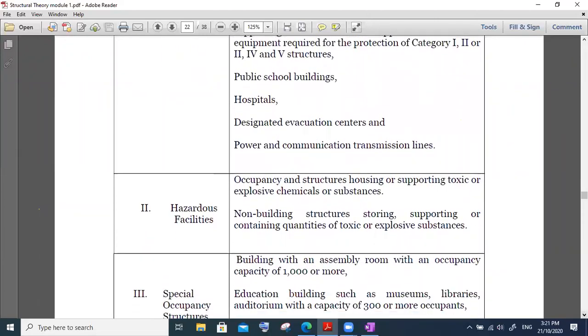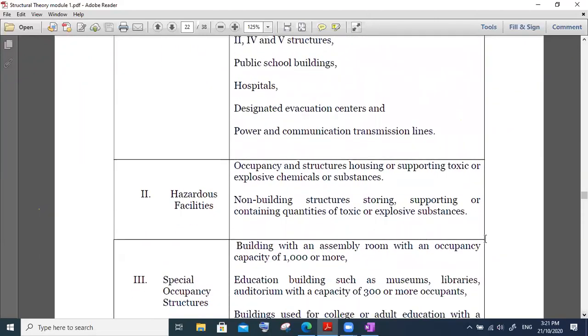Yung mga category 2 naman, the hazardous facilities, ito yung mga occupancy and structures housing or supporting toxic and explosive chemicals or substances, yung mga delikado. Non-building structures storing, supporting, or containing quantities of toxic or explosive substances, those are under the category 2 structures, hazardous facilities.